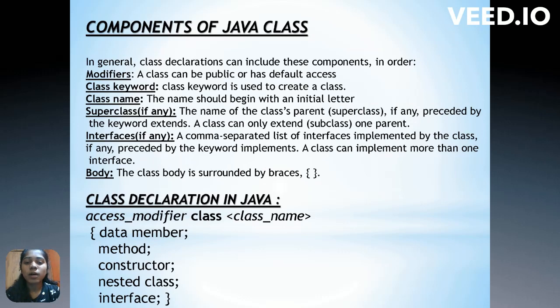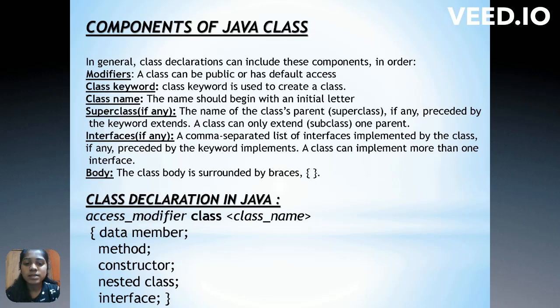Next, what are the components of a Java class? In general, class declarations can include these components, that is, modifiers. Modifiers means a class can be public or have default access. Next is the class keyword. The class keyword is used to create a class. Then the class name. The name should begin with an initial letter.